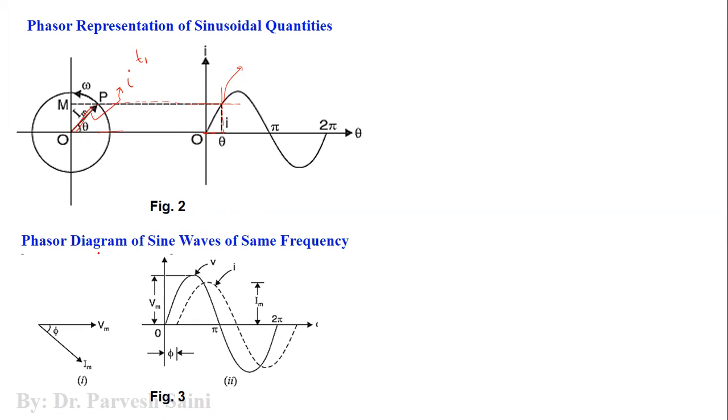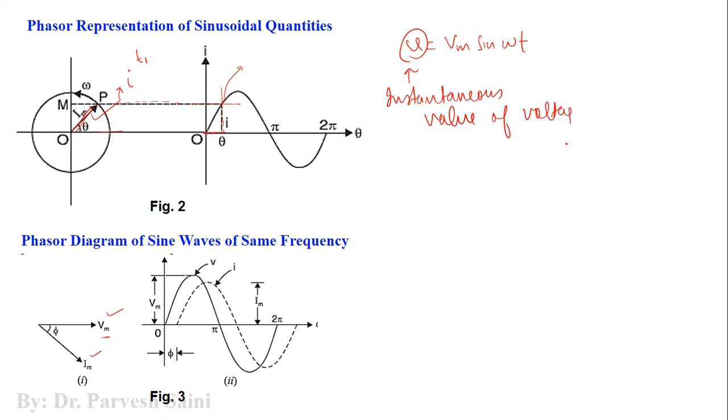Now we can represent multiple sine waves or multiple AC quantities with the help of phasors. Like in this example, in this diagram, we have two alternating quantities. One is the voltage, which is V equal to Vm sine omega t. So this is the voltage, means this V represents the instantaneous value of voltage, and Vm represents the peak value or maximum value, right?